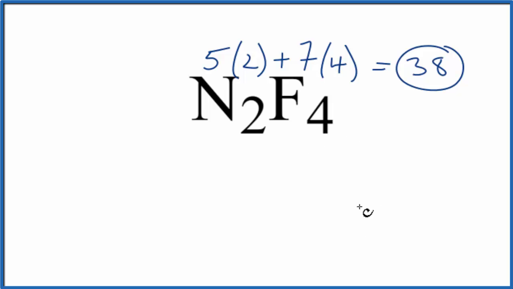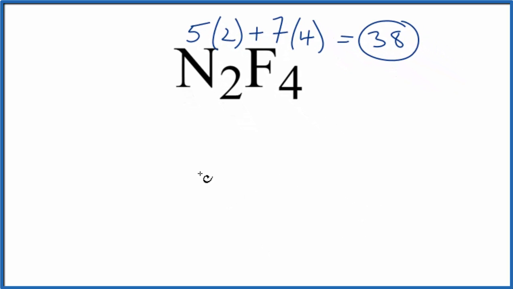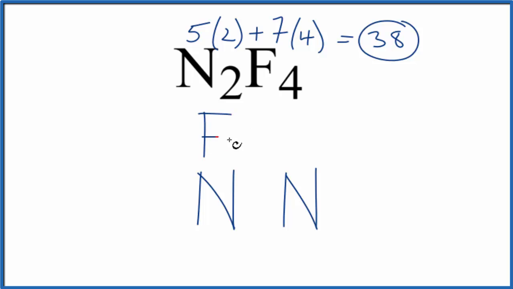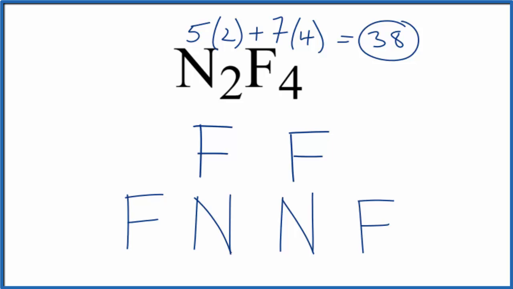We'll put the least electronegative elements in the center. Those are the nitrogen atoms. So we have those 2 nitrogen atoms, and then we have 4 fluorine atoms. Let's put 1 here, here, and the same on the other side. So we have a total of 38 valence electrons.